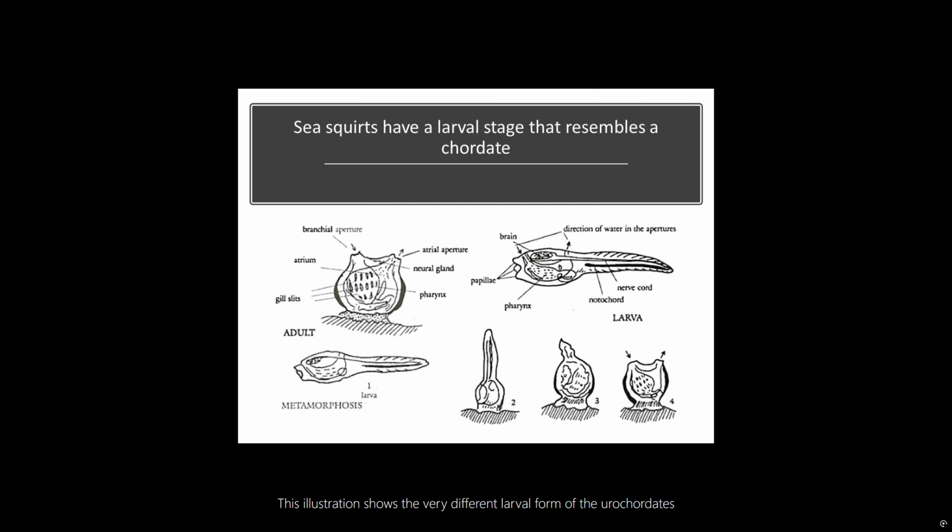This illustration shows the very different larval form of the urochordates and their metamorphosis to adult forms. As larvae, they look very much like a tadpole that you can see in stage 1. At stage 2, they attach to the substrate, and begin the metamorphosis to sessile benthic adult fauna, which is stage 4. The urochordates, as mentioned previously, have a notochord. They also have that post-anal tail, but only in the larval form.